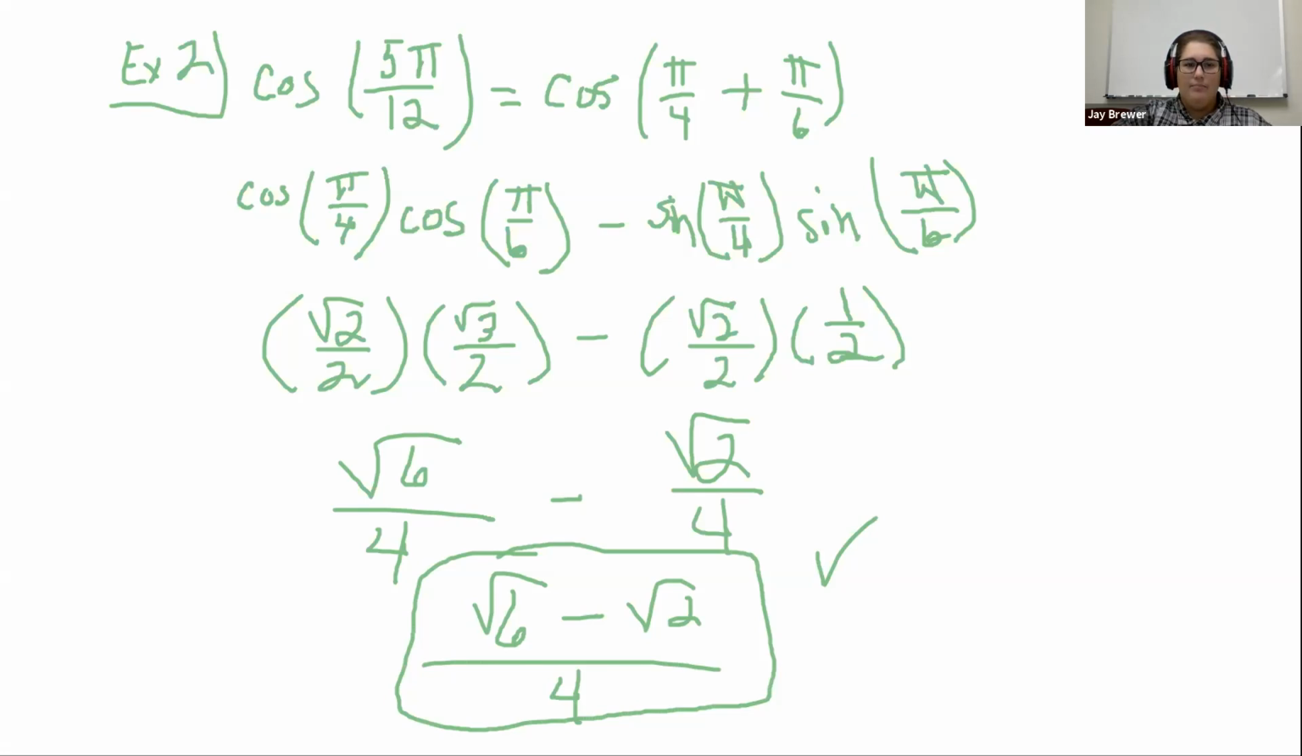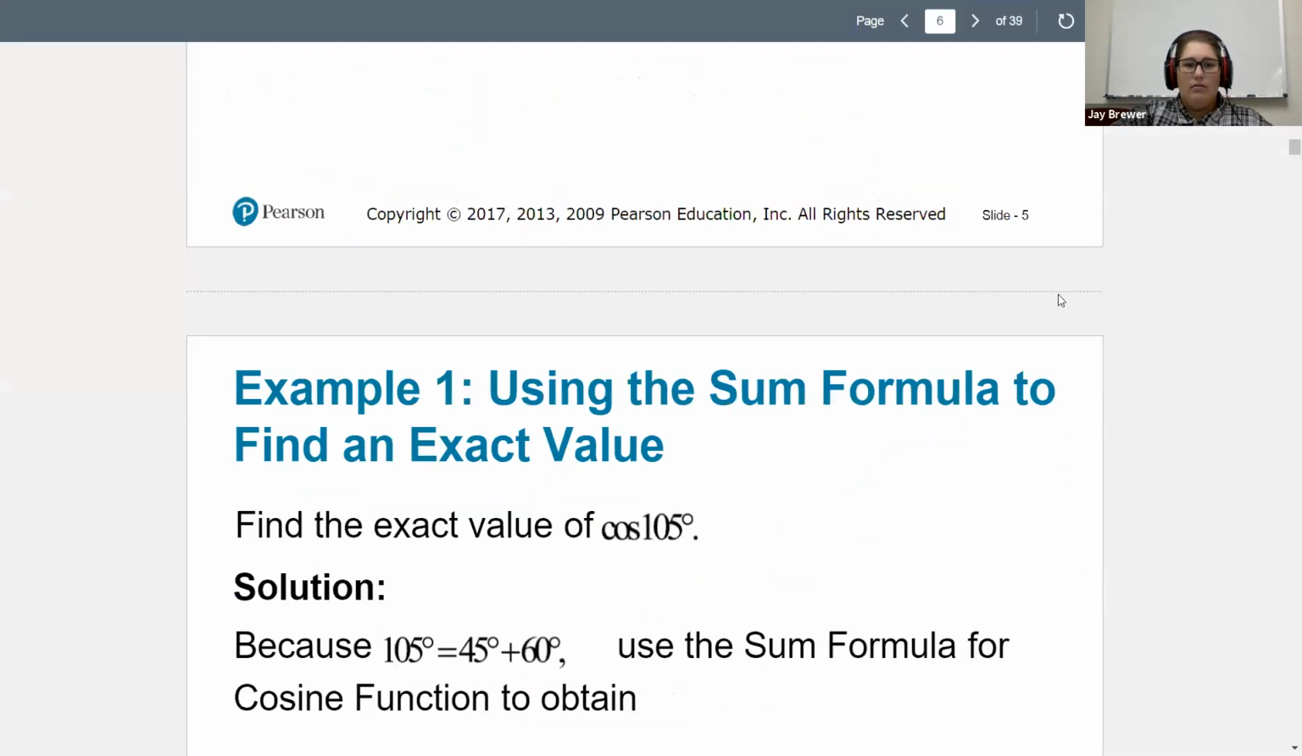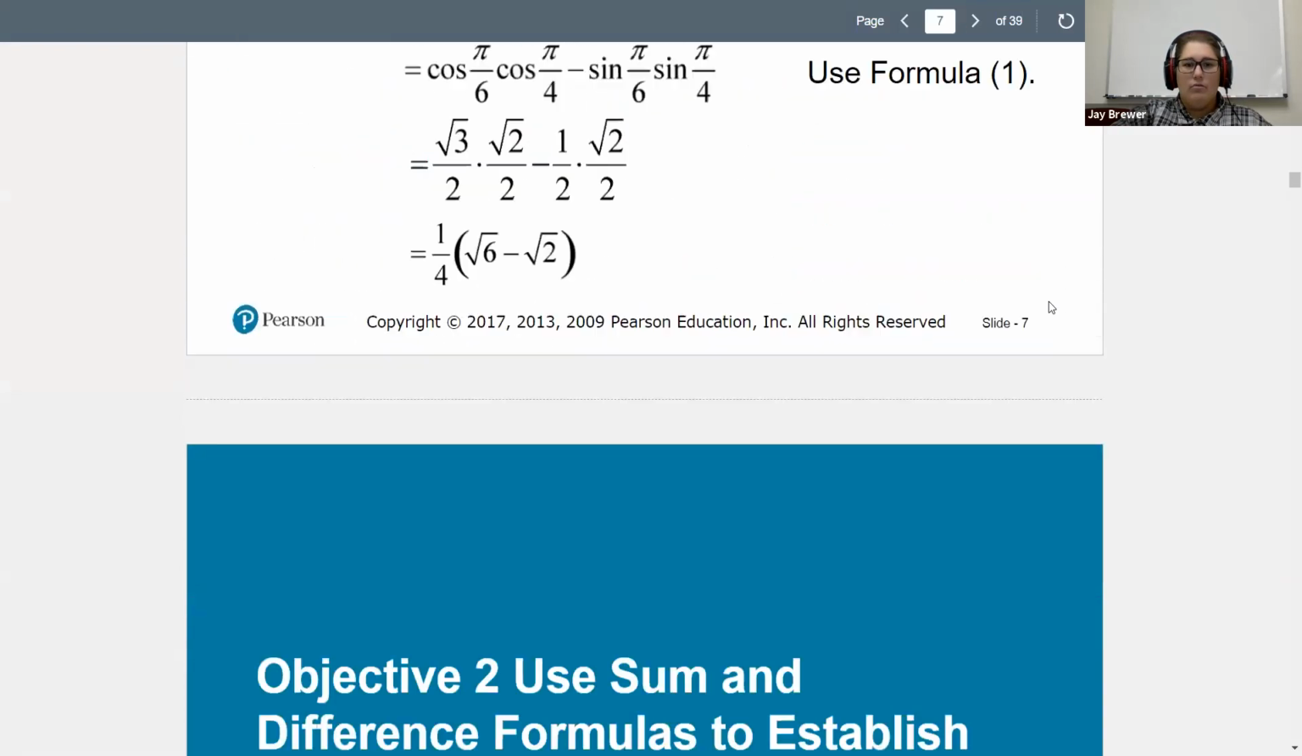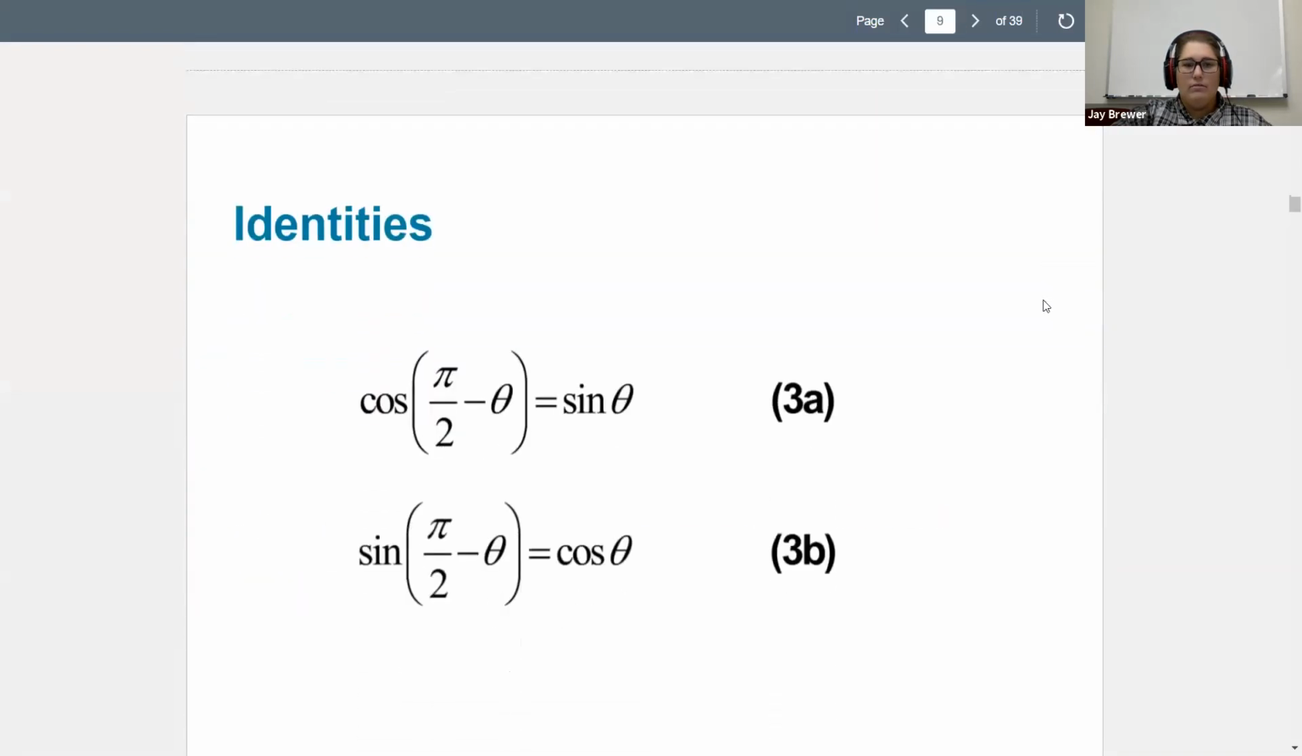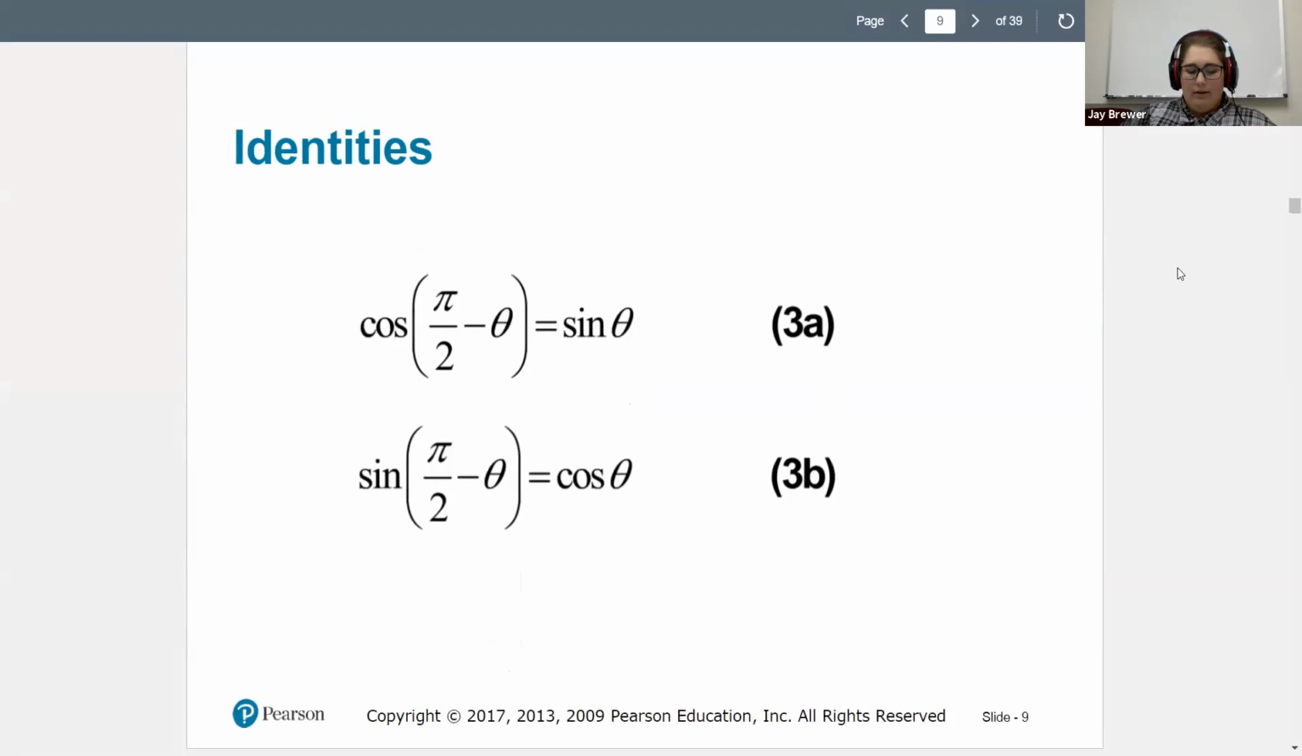All right, let's go back into the PowerPoint. I'm just going to scroll through these because we got the same answers. Here you go, you want to write down your identity. The cosine of pi over 2 minus theta will prove at some point that it equals sine of theta, as well as the identity sine of pi over 2 minus theta equals cosine of theta.